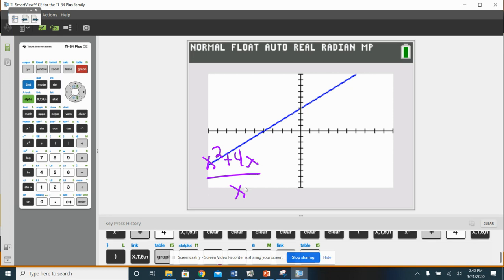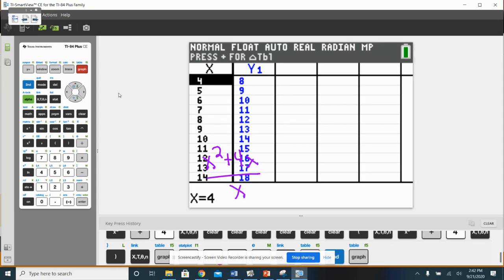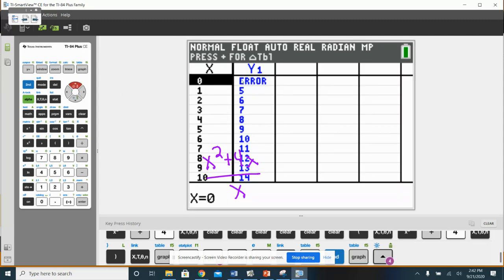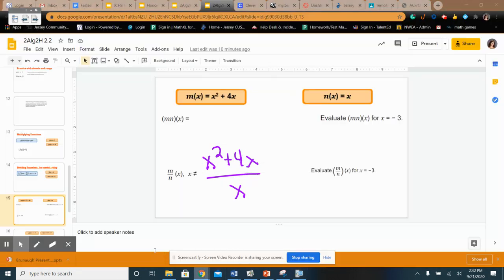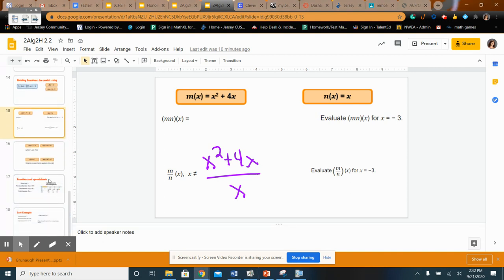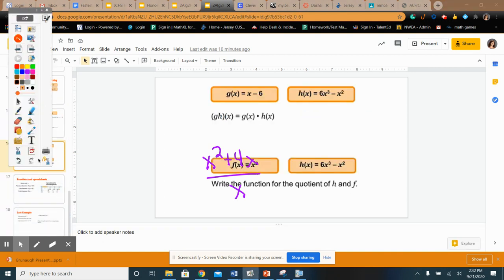But we said x cannot equal 0. Well, it looks like it equals there, but look what happens when you look at the table. If you go to the table, look what it says at 0. Do you see how it says error? Because it knows that would break the machine. So I think it's interesting. That's called a hole in a graph, and we'll talk more about that later. But that's what is happening whenever you have domain restrictions. Okay, and we're getting close to being done. This is a long section, guys.